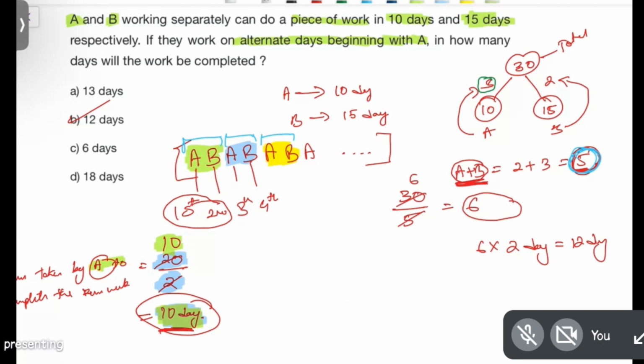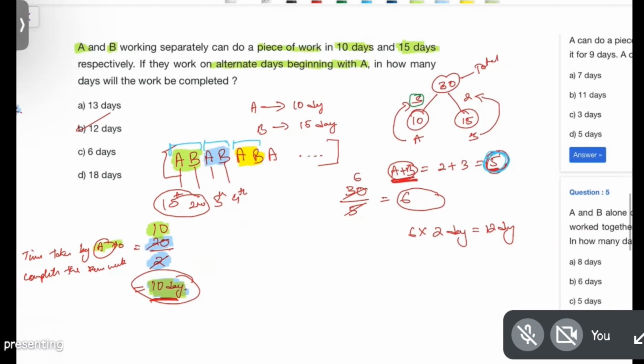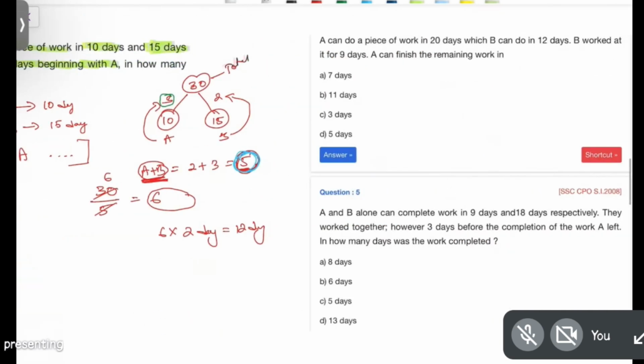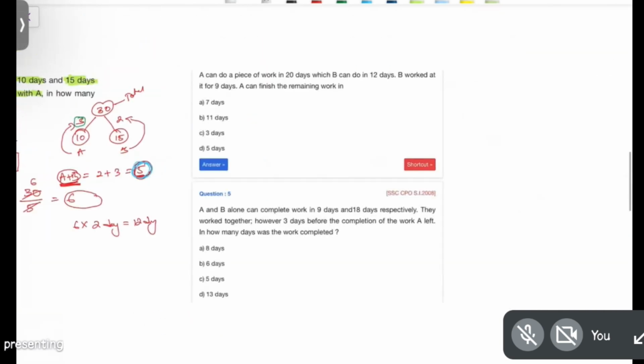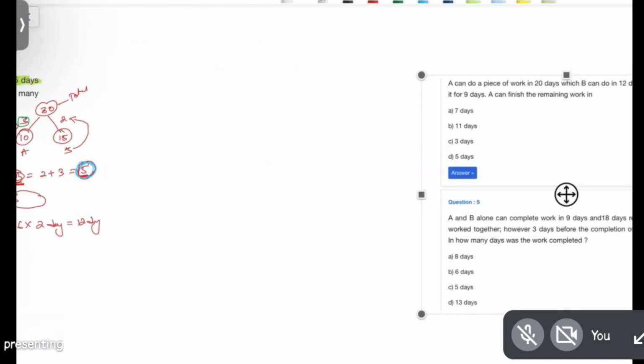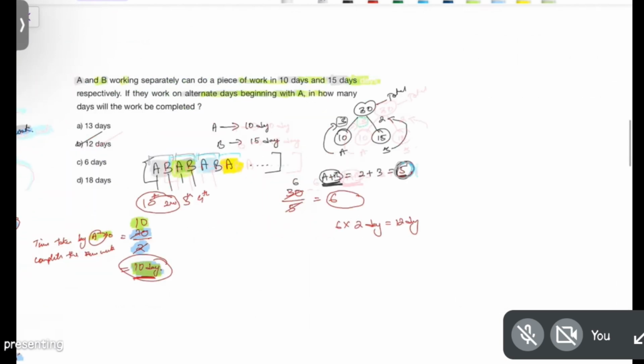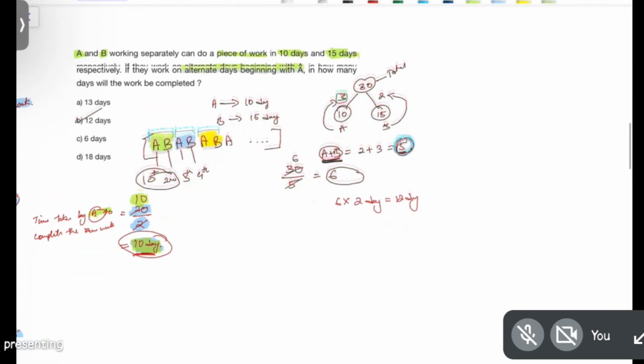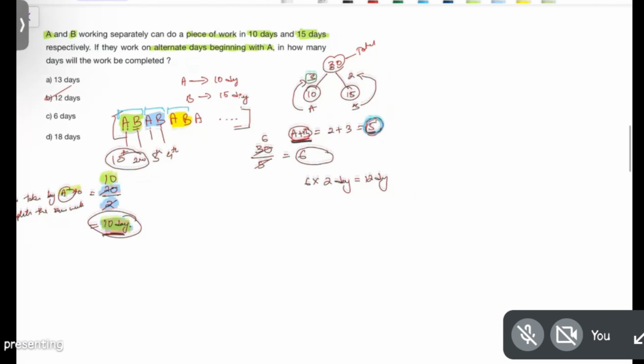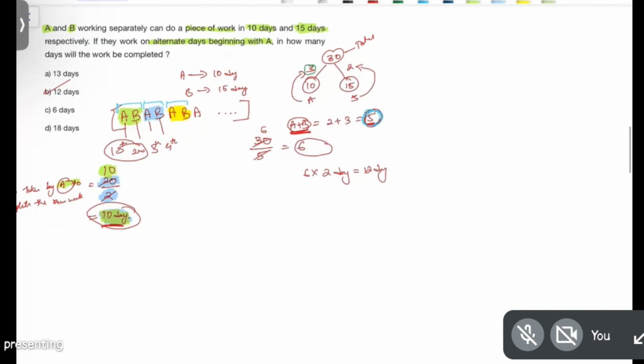But I'll try to explain the same question from the basic approach. Okay, let's see whether you can understand that properly or not. Let me just move this a little bit. Now I'll go by the basic approach.